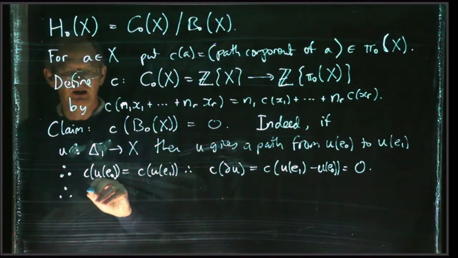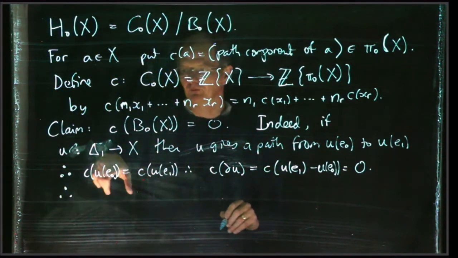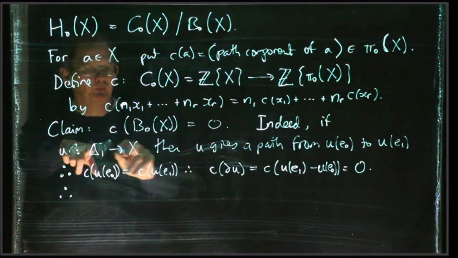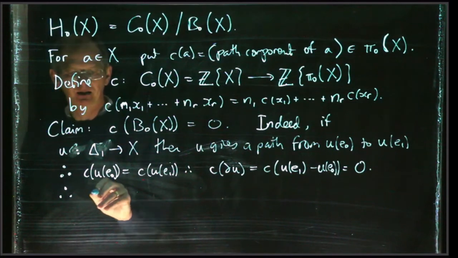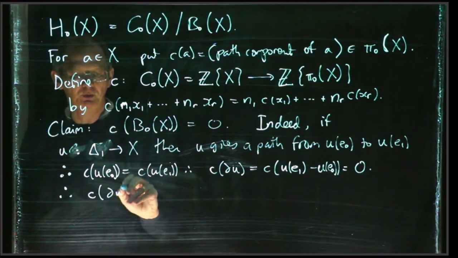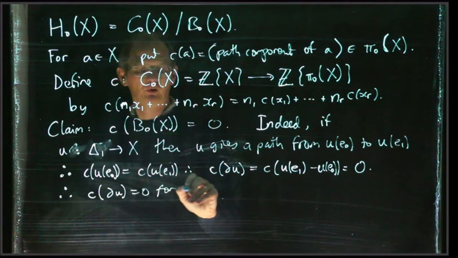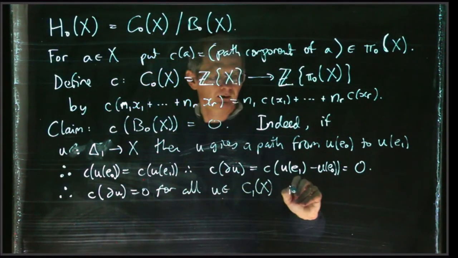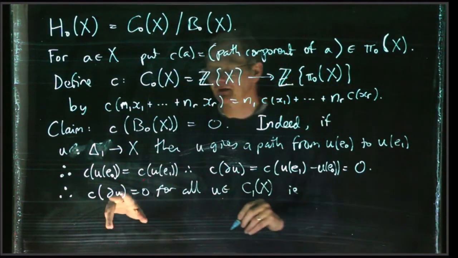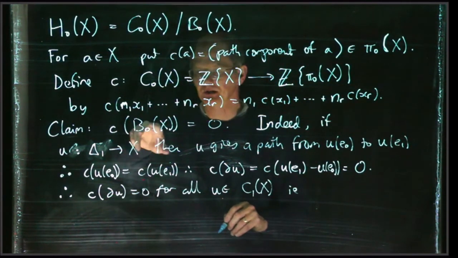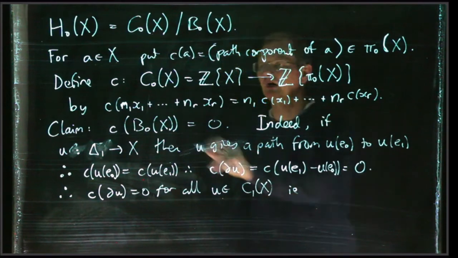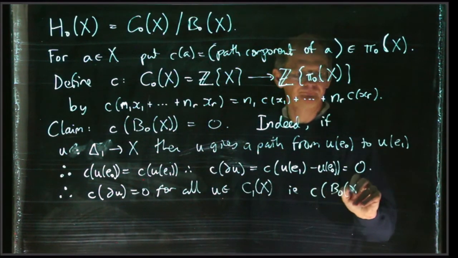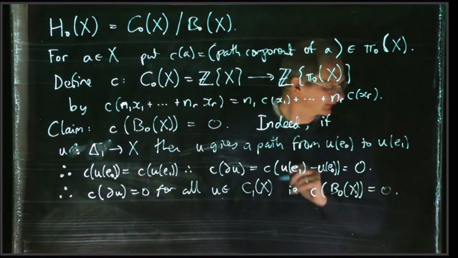So that's when you do C of dU when U is one of these generators of C1, and therefore we conclude that C of dU is 0 for all U in C1 X. But the collection of all these possible dU's is precisely the definition of B0 X. So here we're saying that C of B0 X is naught. Okay.